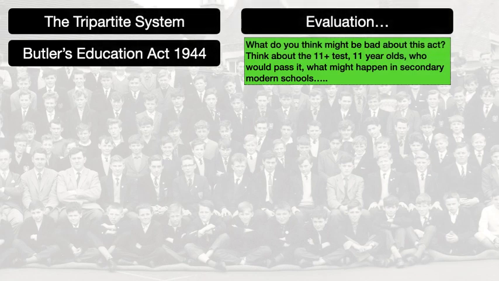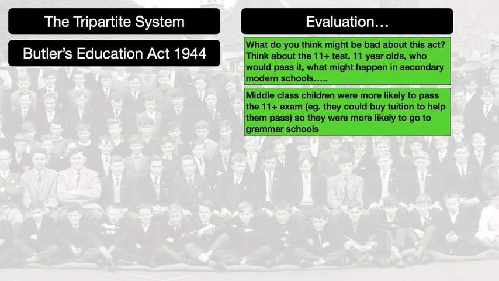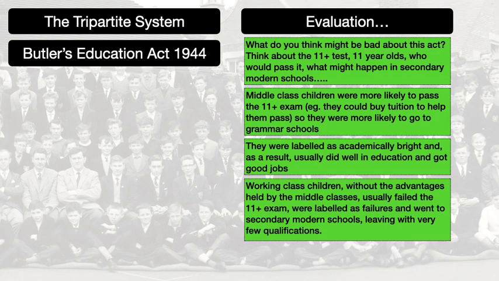So let's do our evaluation of this then. Essentially, middle class children were the ones most likely to pass the 11 plus exam. For example, they might be able to buy tuition to help them pass. So they would be more likely to go to the grammar schools. They were labelled as a consequence as academically bright, and as a result, they usually did well in education and, of course, got better jobs. The working class children, who did not have the advantages held by middle classes, usually failed the 11 plus, and they were labelled as failures and went to secondary modern schools, leaving with perhaps very few qualifications.